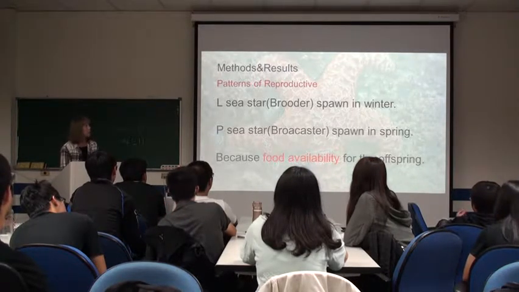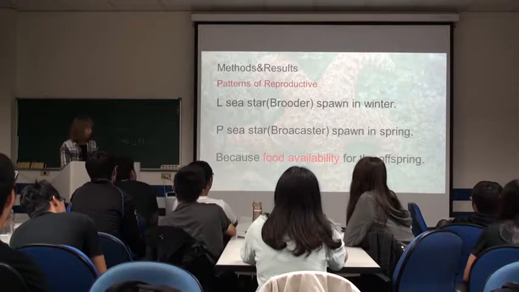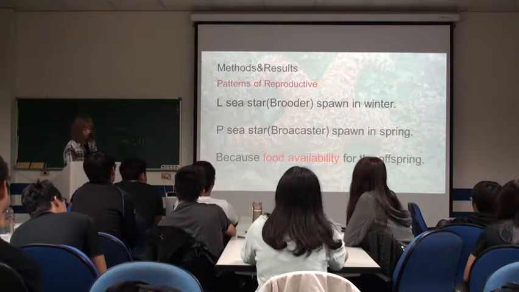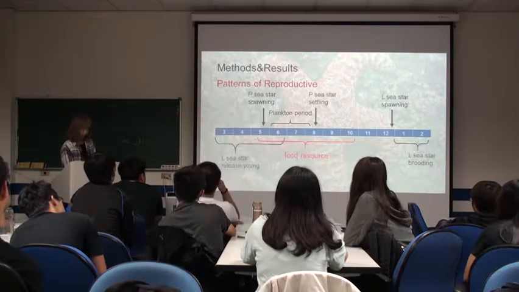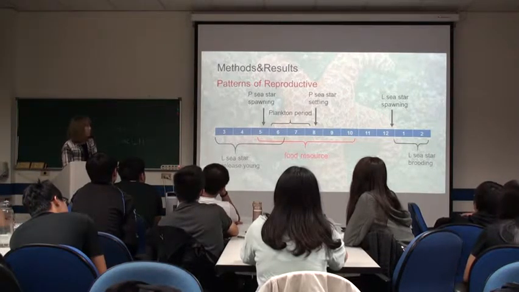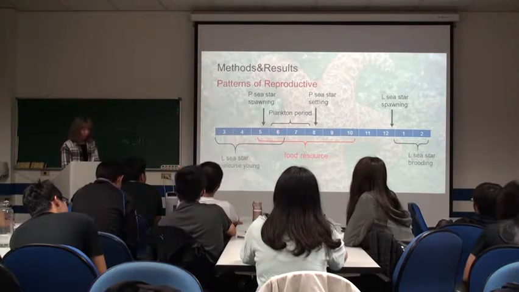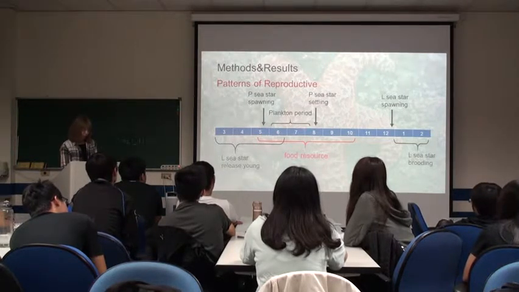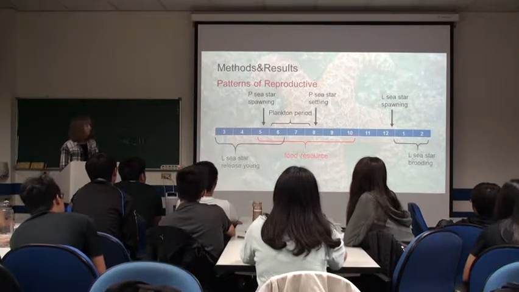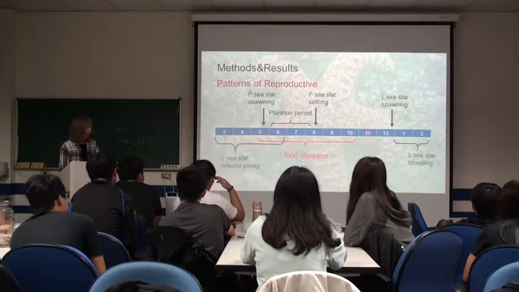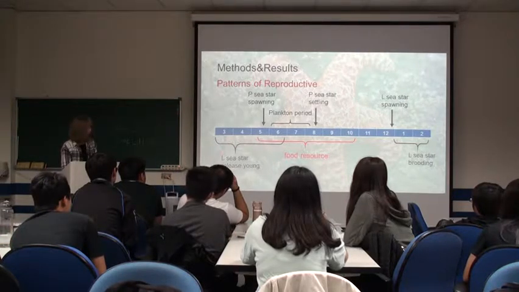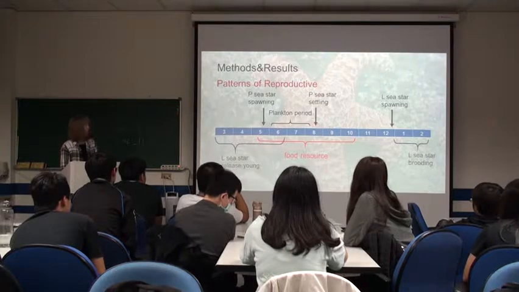LC star spawn in winter, PC star spawn in spring. Spawn means produce the eggs, and it's because of food availability for the offspring. The blue line here is the month. The PC star spawns in May, is in the plankton for 2 months, and settles in August. The food resources are there from May to October, so they can eat the food. LC star spawns in December and broods for 2 months and releases the young sea stars from March to June, so they can eat the food too.